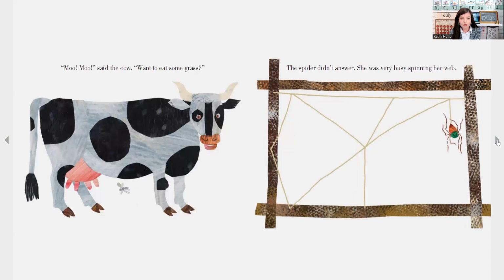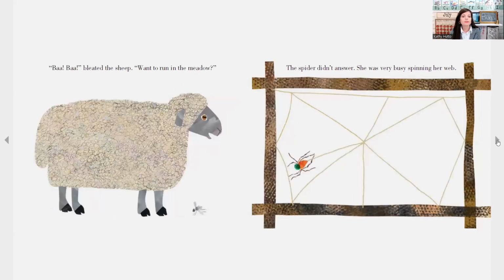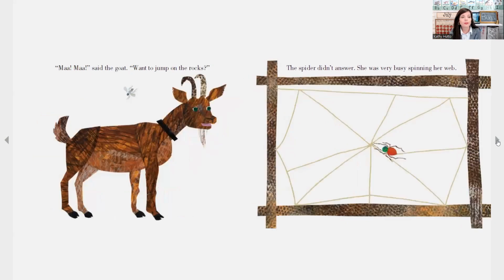"Moo, moo," said the cow. "Want to eat some grass?" The spider didn't answer. She was very busy spinning her web. Bleated the sheep. "Want to run in the meadow?" The spider didn't answer. She was very busy spinning her web. "Ma, ma," said the goat. "Want to jump on the rocks? Ma." The spider didn't answer. She was very busy spinning her web.